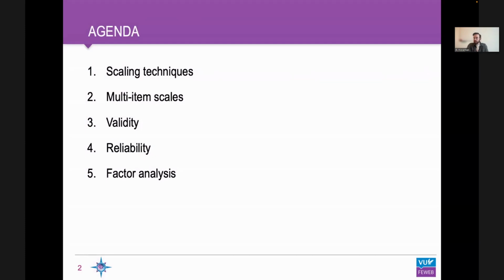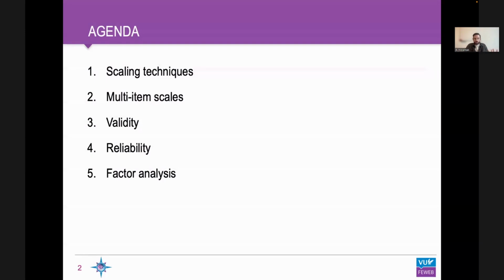Building on that, now you have your questions, but I'm sure many of you have taken some type of survey. There are always, for instance, options for you to click, right? Like you choose from 1 to 10, etc. In some cases, you just type your answer. We will look at the scaling techniques today first. Then we will move on to multi-item scales.